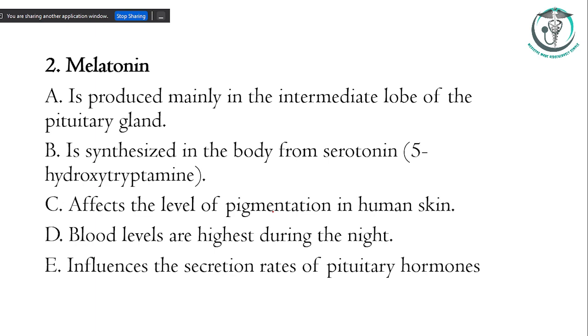B, is synthesized in the body from serotonin. C, affects the level of pigmentation in human skin. D, blood levels are highest during the night. E, influences the secretion rate of the pituitary hormone. So I'll give this as a homework for you to actually answer. In a case where you have issues, each of you can inbox me this question. I want you to find answers after reading about the melatonin, okay?